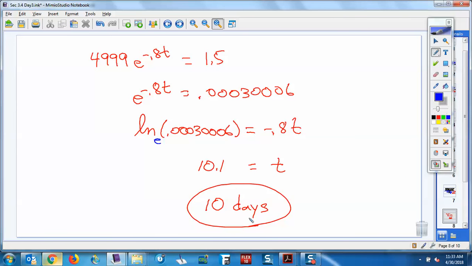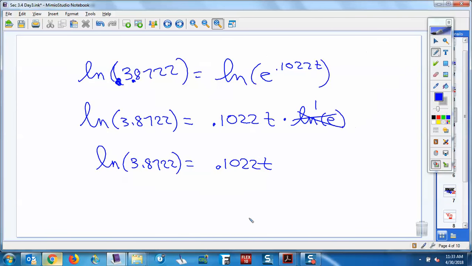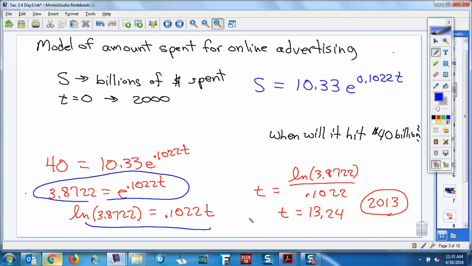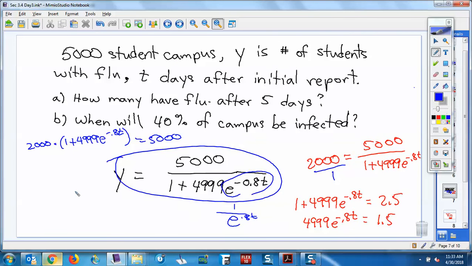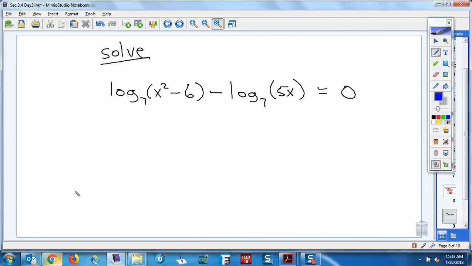Okay, let's talk about one more type of equation. So there you've had practice solving two exponential equations. Okay, let's do this one right here. So write that one down.